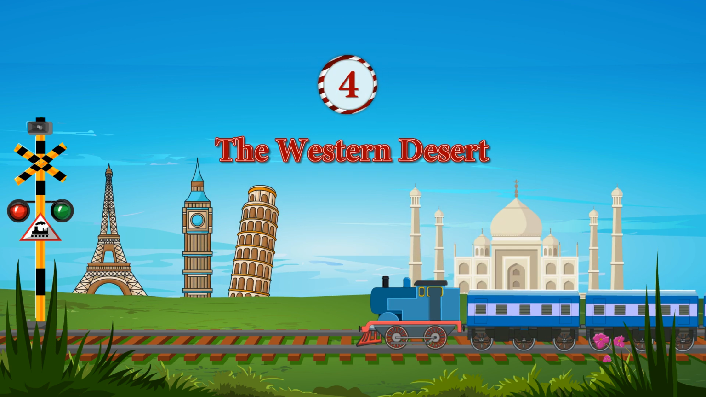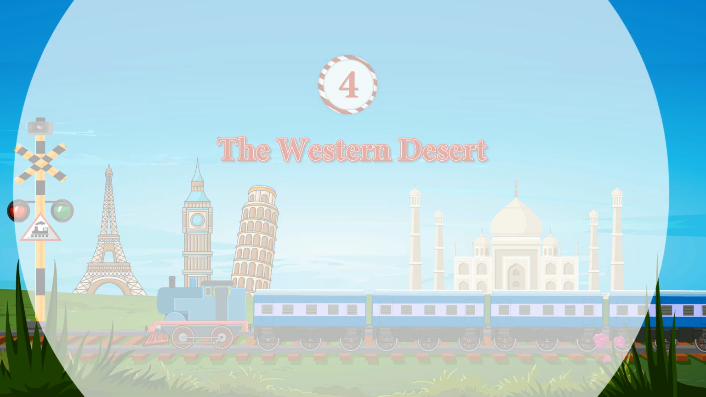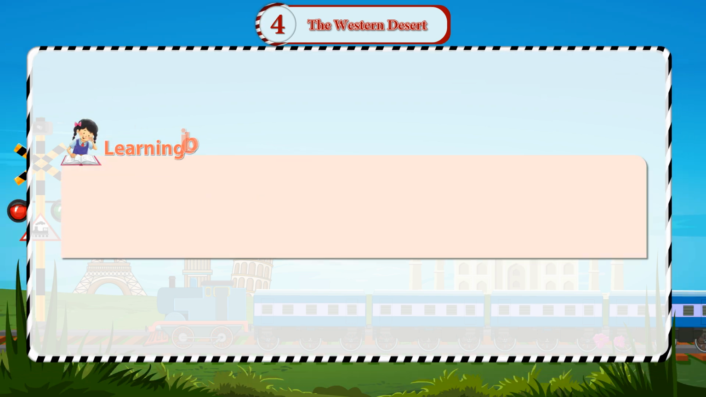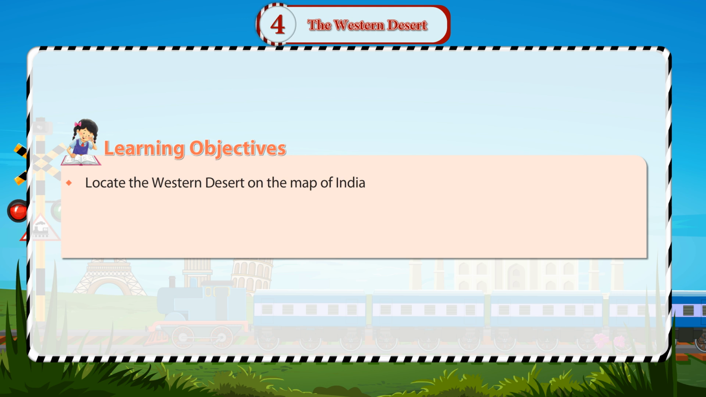Chapter 4. The Western Desert. Learning Objectives. Locate the Western Desert on the map of India. Recognize how water conservation is important.